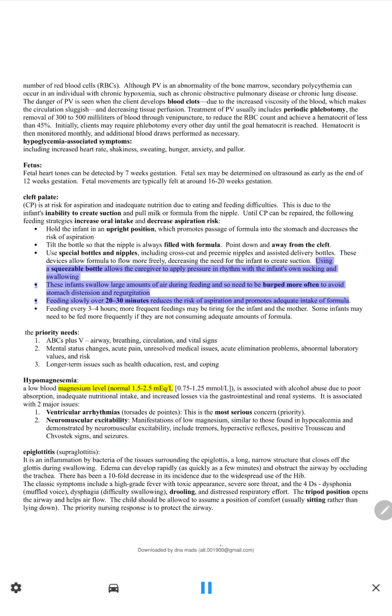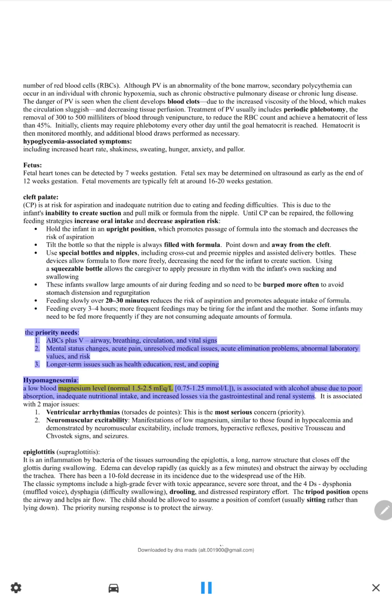These infants swallow large amounts of air during feeding and so need to be burped more often to avoid stomach distension and regurgitation. Feeding slowly over 20 to 30 minutes reduces the risk of aspiration and promotes adequate intake of formula. Feed every 3 to 4 hours. More frequent feedings may be tiring for the infant and the mother. Some infants may need to be fed more frequently if they are not consuming adequate amounts of formula.